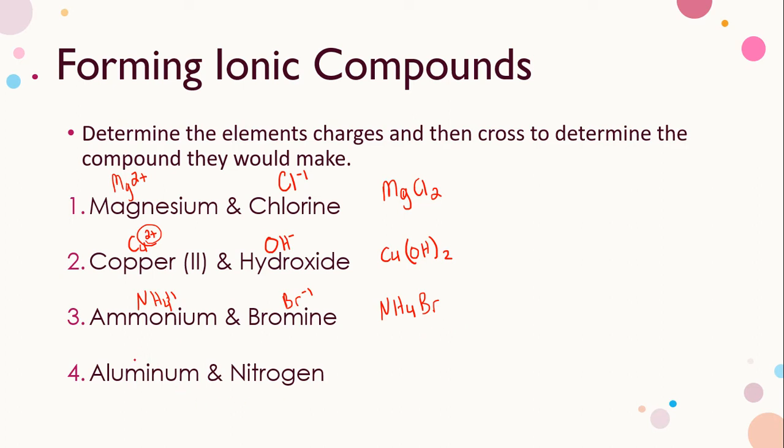On 4, aluminum has a 3 plus charge and nitrogen has a 3 negative. So when we cross them, originally aluminum gets the 3 from nitrogen. Nitrogen also gets a 3 from aluminum, but we have to make sure that we reduce, so a 3 and a 3 will reduce to aluminum nitride.